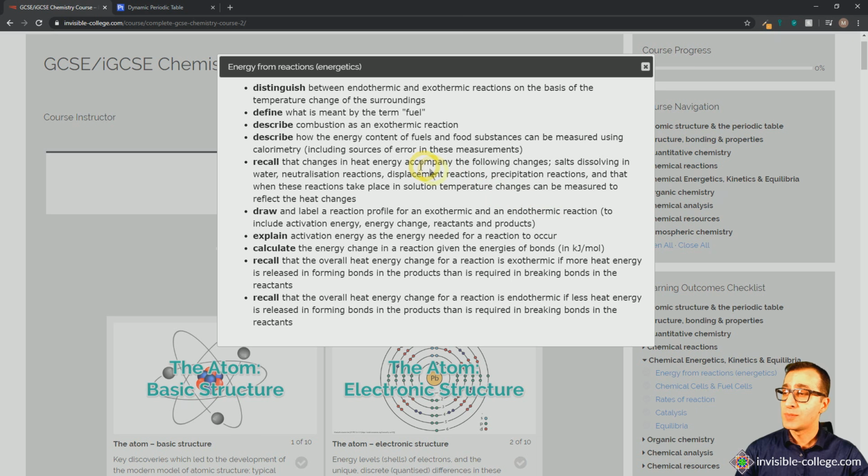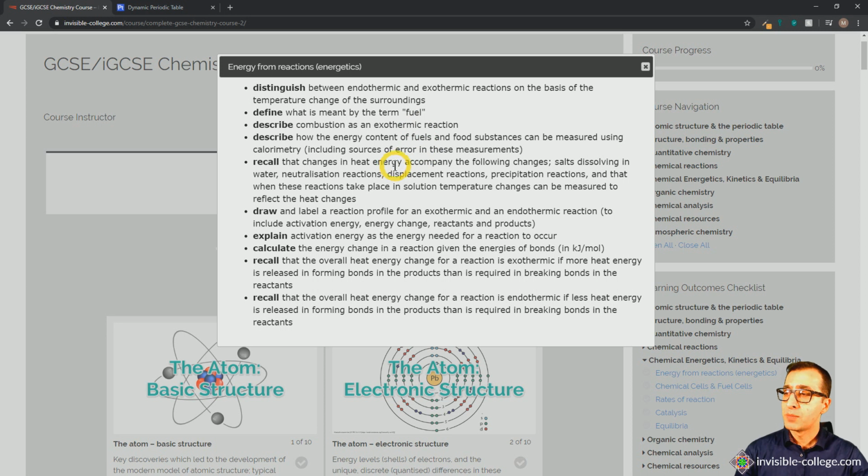So in that vein, we're going to be looking at fuels and the combustion of fuels to begin with. And then we're going to look at how can we actually measure the exothermicity or endothermicity of a reaction. How can we measure the energy output or the amount of energy taken in during a chemical reaction? To do that, we're going to be looking at an experimental technique of measurement that we call calorimetry. We're also going to be taking a look at sources of error in experiments involving calorimetry.